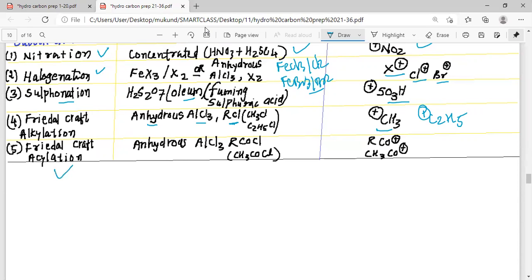Now, if we go for the Friedel-Crafts acylation, the reagent that we use is anhydrous AlCl3 with RCOCl. We can even write it as CH3COCl. And then in this reaction, my dear students, the electrophile we get is RCO+ or CH3CO+. So these are the various reagents that we use for the different kinds of electrophilic reactions, and we have even seen the different electrophiles produced during these reactions.